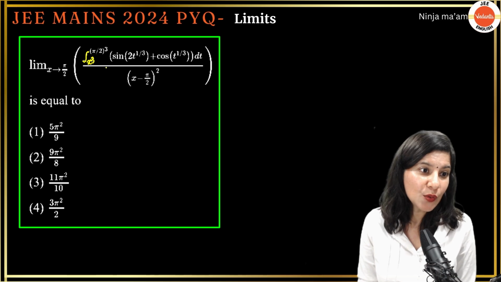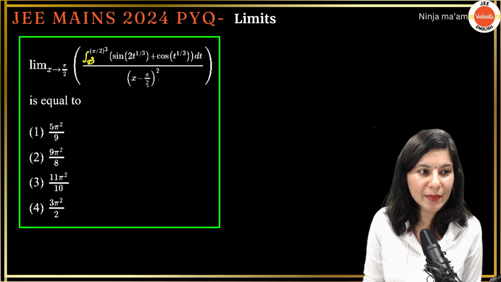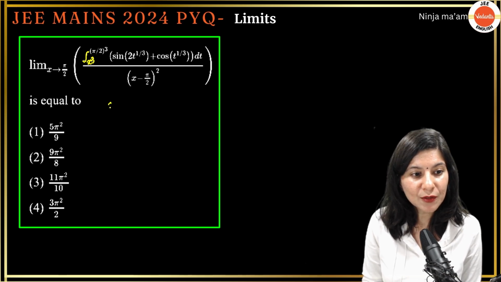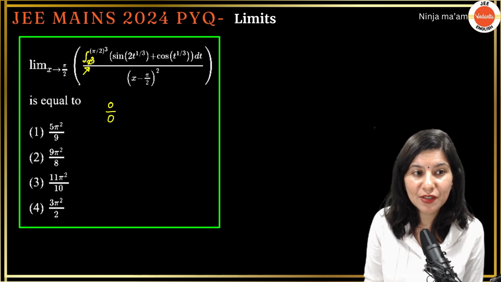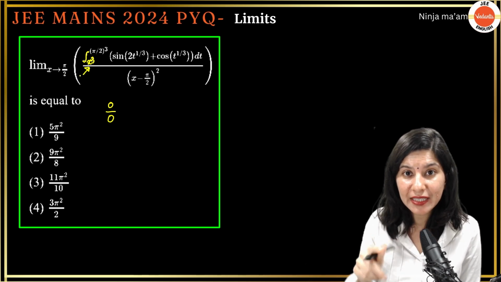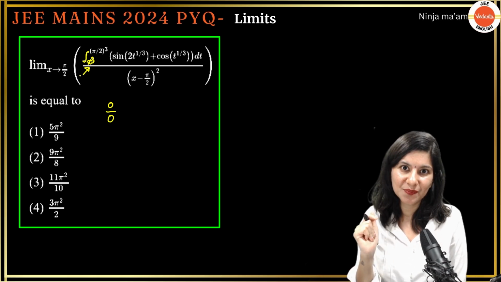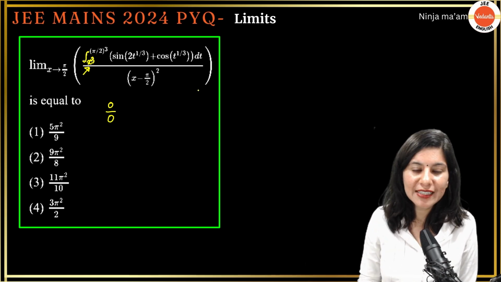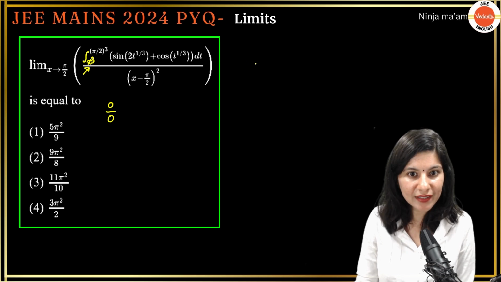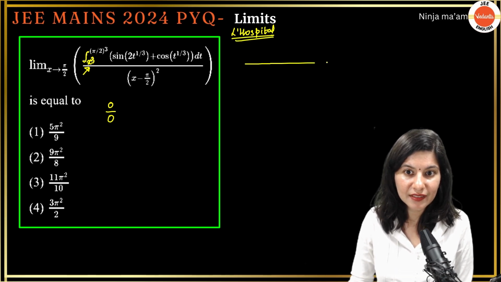First of all, check the form. The moment you put x tend to pi by 2, the denominator will become 0. And if you put pi by 2 in place of x in the numerator, the upper and lower limits become the same, which will lead this integration to 0. So 0 by 0 form. So let's apply L'Hopital. Applying L'Hopital in the denominator is very easy. So applying L'Hopital and Leibniz theorem in the numerator.